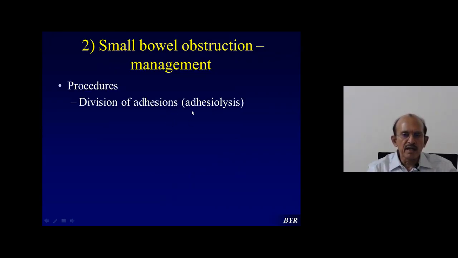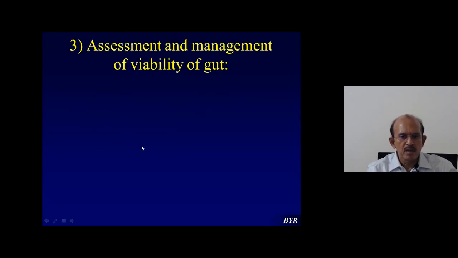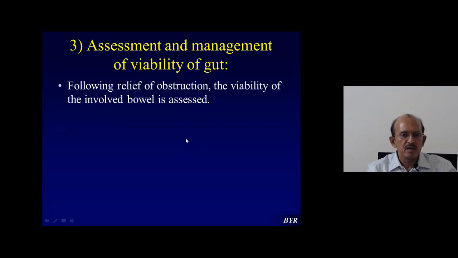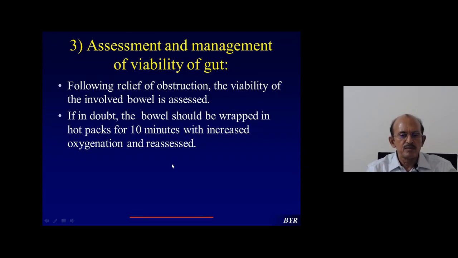If adhesions are there, you do adhesiolysis. If any tumor is there, you do excision. Where you can't do anything, you just do a bypass. Then you assess and manage the viability of the gut, because we have already seen strangulation can be there. Once you relieve the obstruction, then you look for the viability of the involved bowel.